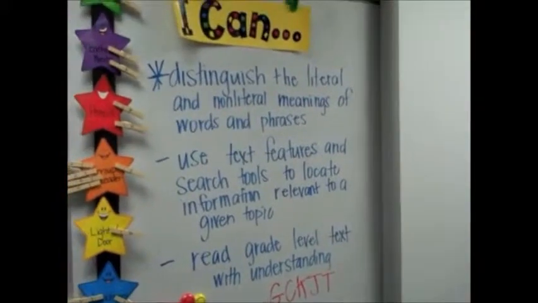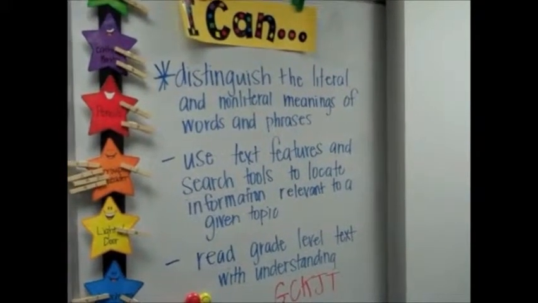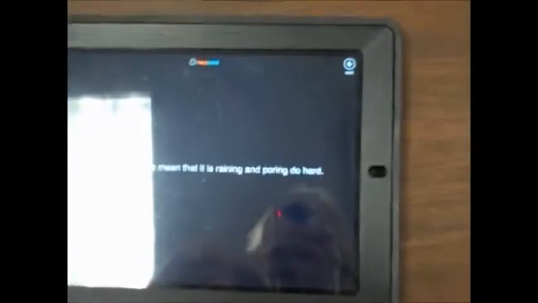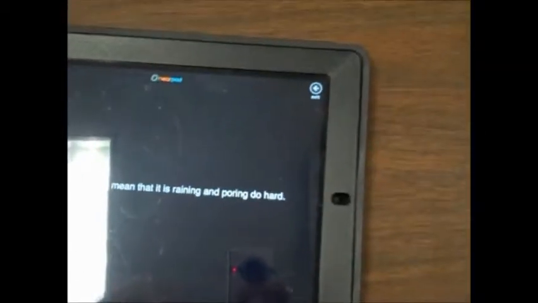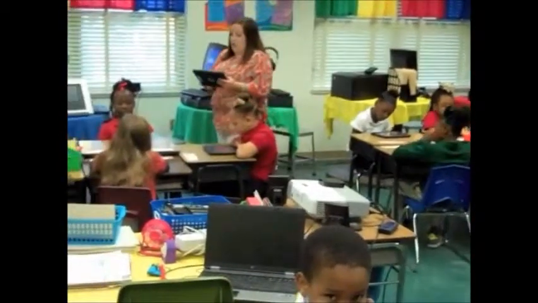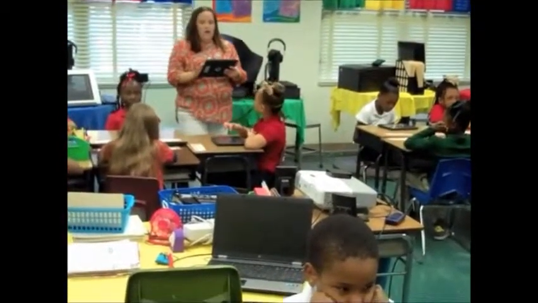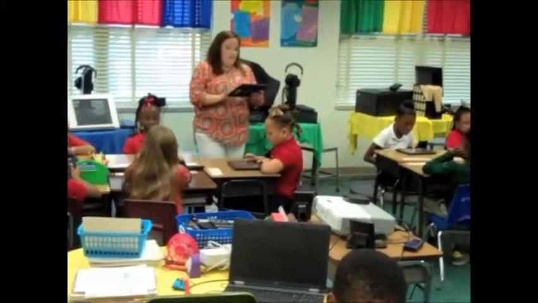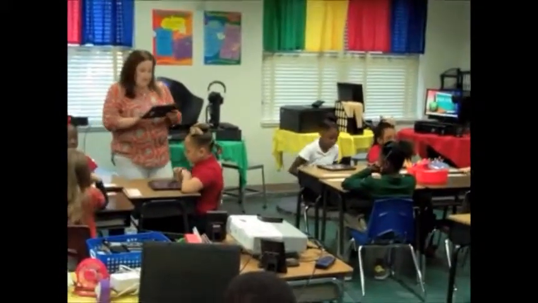Okay, we're going to go ahead and look at the ones that have been submitted. Let's look at this answer. They said that raining cats and dogs means that it is raining and pouring hard. This person says that it is raining hard or a lot. That it's raining very hard. Are we all on the same page here that raining cats and dogs means it's pouring down rain outside? Does everybody agree? Yes. Very good.